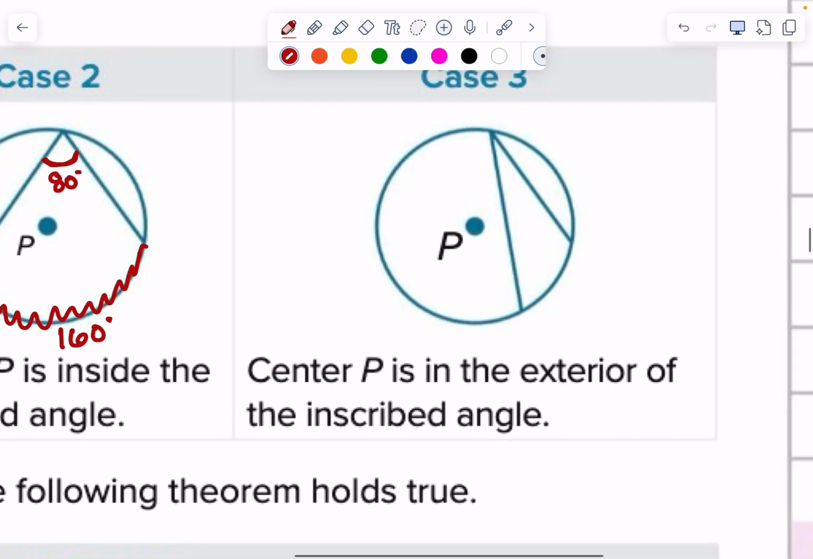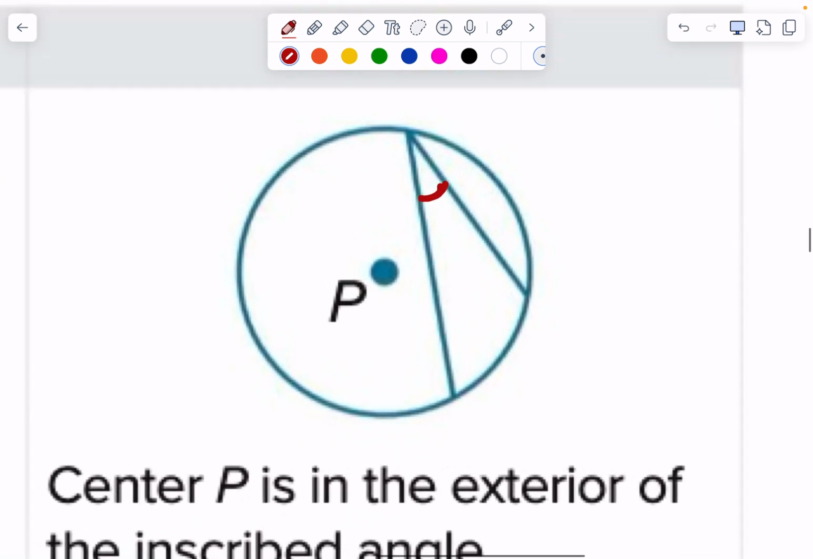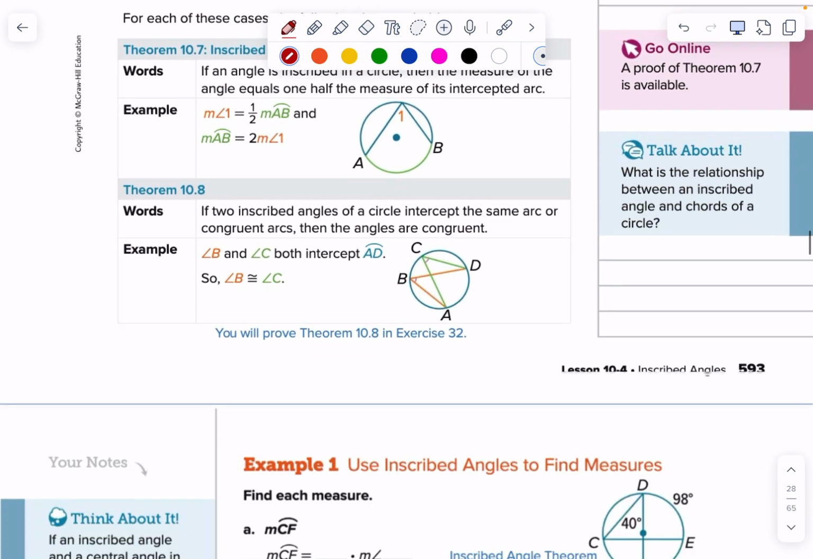Okay, let's go over here. How big does this angle look? I'll buy 25. Okay, so how big is this arc? 50. If it's across the circle, it's double. If it's only back to the center, it's the same. Got it? Okay. All right, let's do a couple more things.